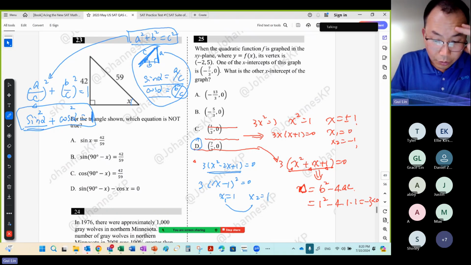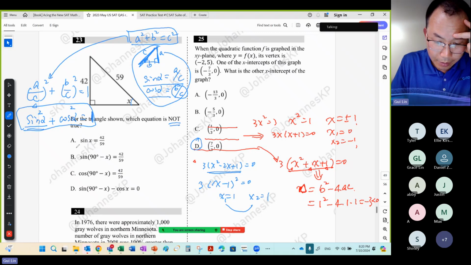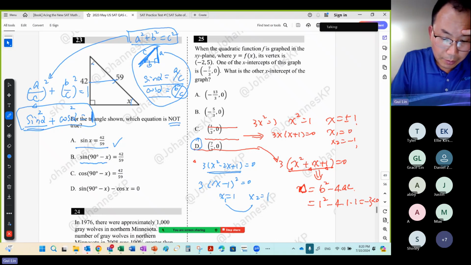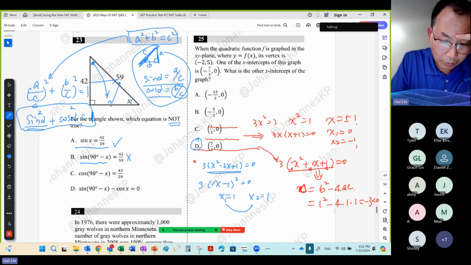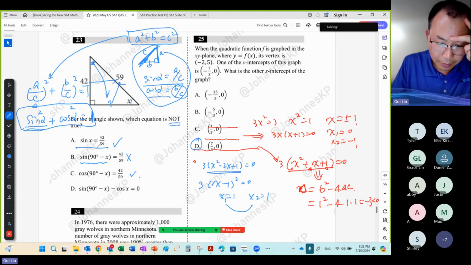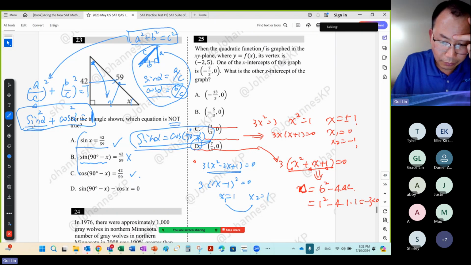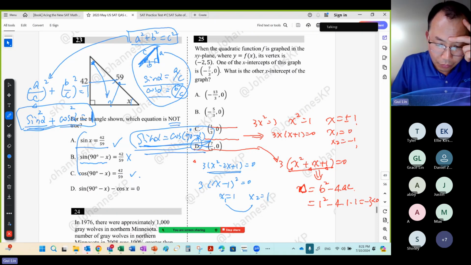Right, see the question here. For the triangle shown, which equation is not true? Sine alpha would be 42 over 59, so this is correct. Sine of 90 degrees minus x talks about this angle, right? So this one faces what? This one over here, not 42, so this is not right. Cosine of this angle will be 42 over 49. So sine alpha equals cosine of 90 minus alpha. They have this relationship as well. Third one, choice D: sine of this one actually equals cosine x, so cosine x minus cosine x equals 0. So D is also correct. So B is the choice.